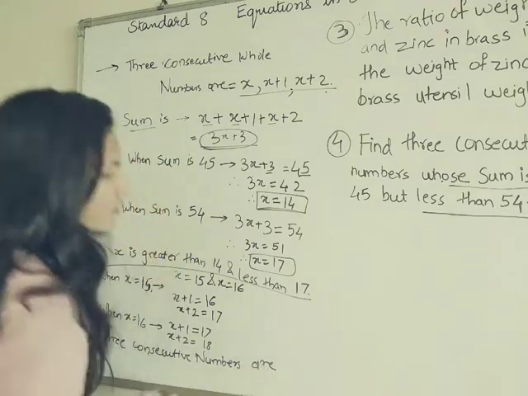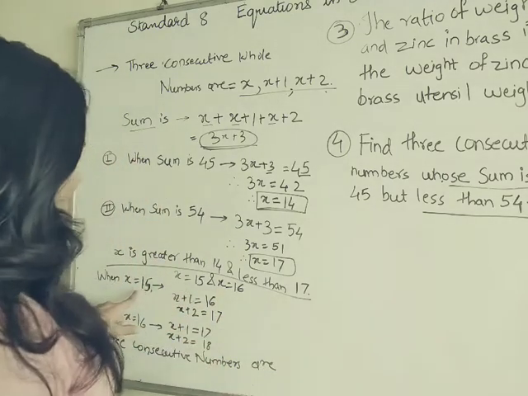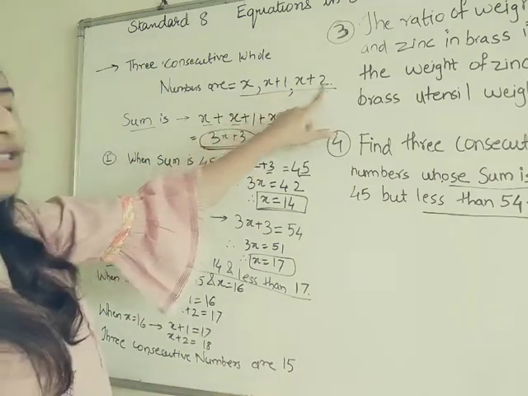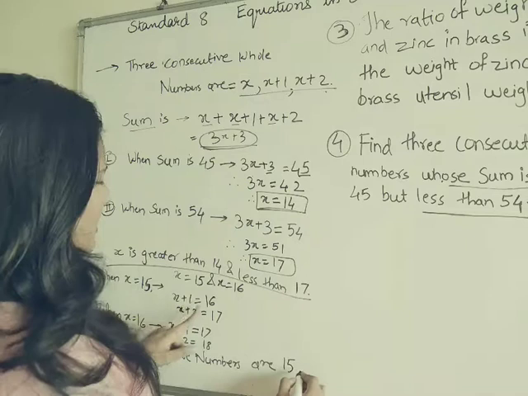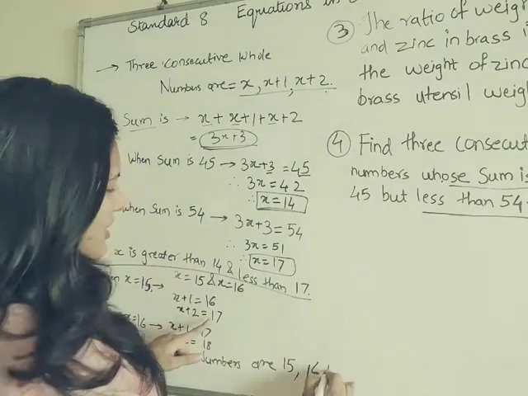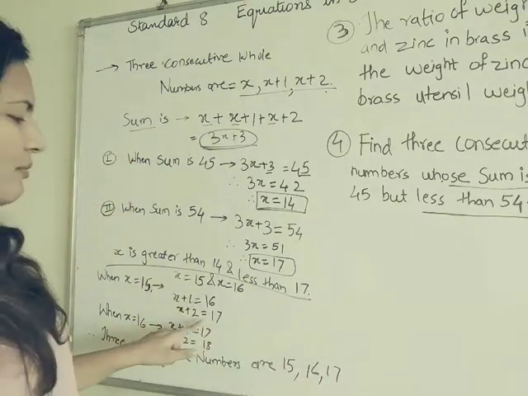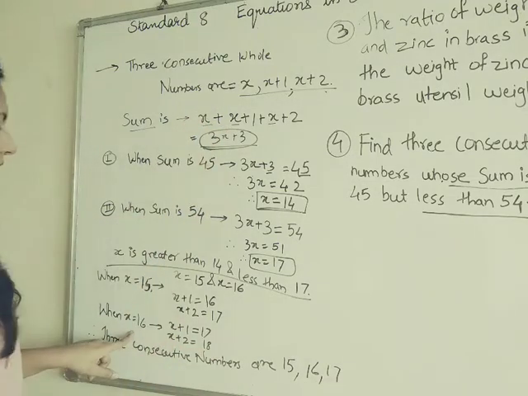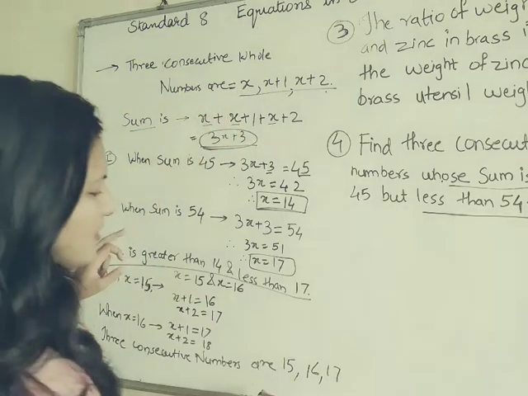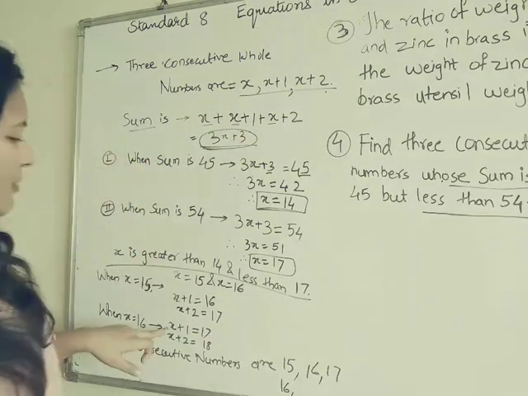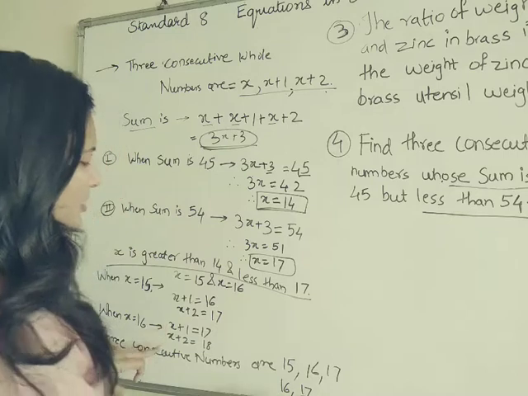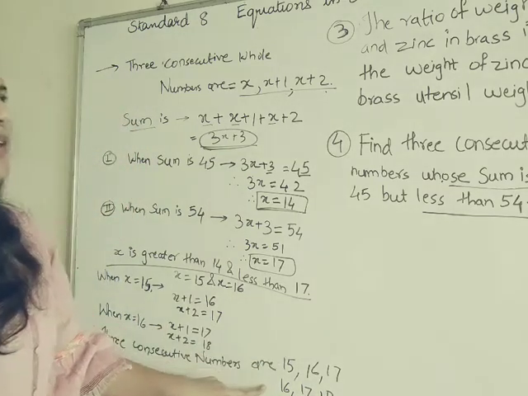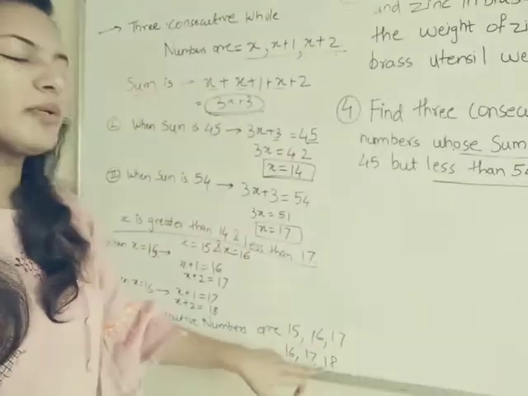are, first, when x is 15: x, x plus 1, x plus 2, so 15, 16, 17. And the next set will be when x is 16. So x is 16, x plus 1 is 17, and x plus 2 is 18. So these are the two sets of three consecutive whole numbers.